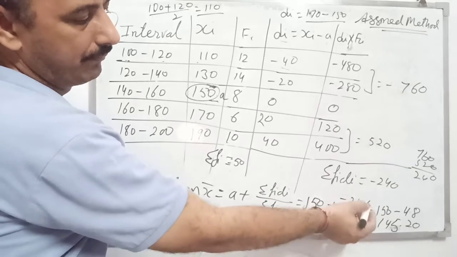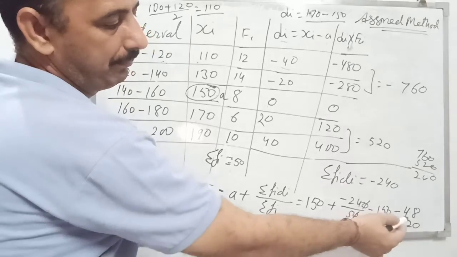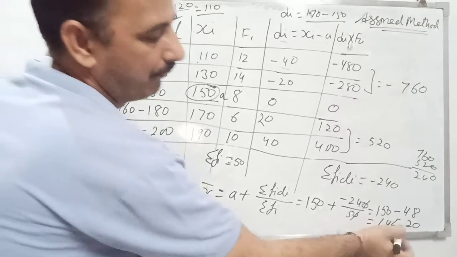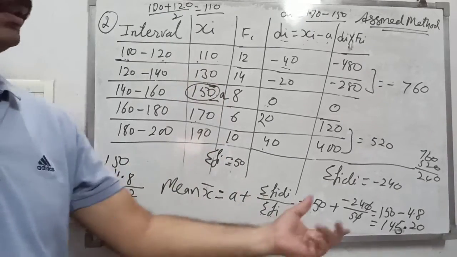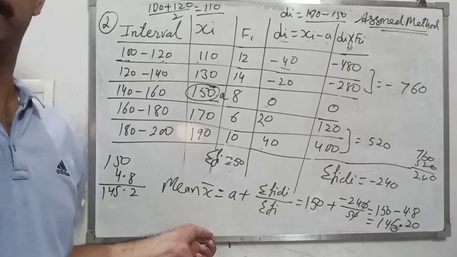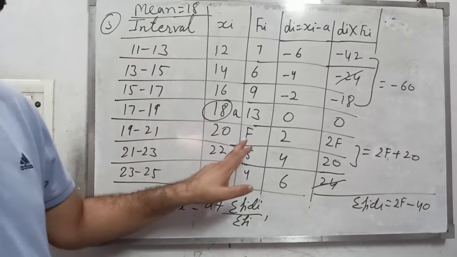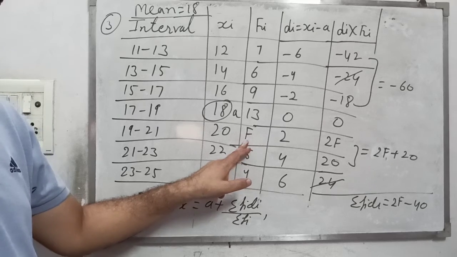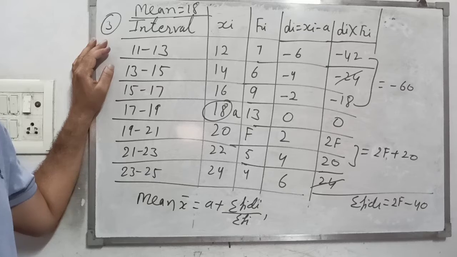divided by 5. When we solve it you get 4.8. So 150 minus 4.8 you get 45.20. So the mean of this data is 45.20, right? So in this question we have to find the unknown value of the frequency f, right? So we use the same method, the assumed mean method.